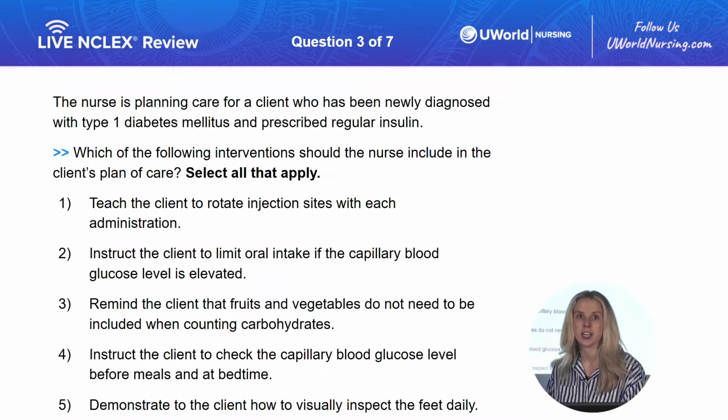Alrighty, we have a long question here. The nurse is planning care for a client who has been newly diagnosed with type 1 diabetes mellitus and prescribed regular insulin. Which of the following interventions should the nurse include in the client's plan of care? Select all that apply. 1 is teach the client to rotate injection sites with each administration. 2 is instruct the client to limit oral intake if the CAP blood glucose level is elevated. 3, remind the client that fruits and veggies do not need to be included when counting carbs. 4, instruct the client to check the CAP blood glucose level before meals and at bedtime. And 5, demonstrate to the client how to visually inspect the feet daily.